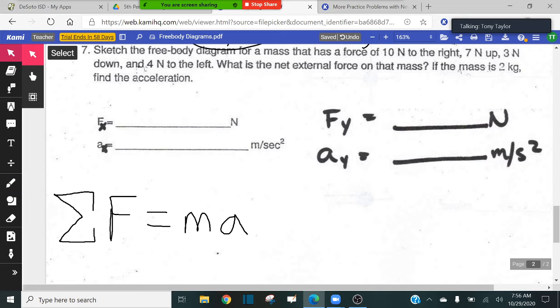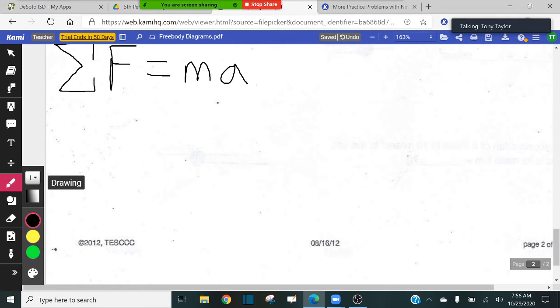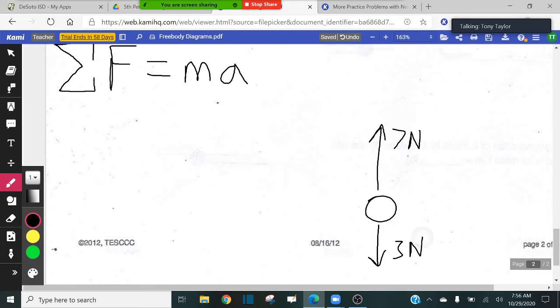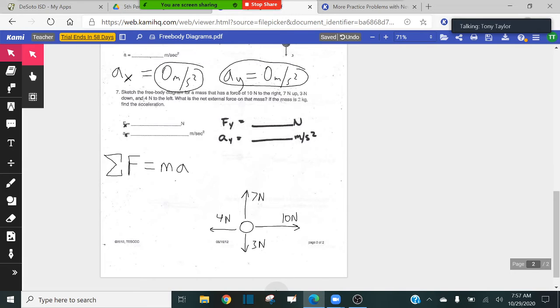Now, it tells us to draw a free body diagram with these forces. So I'm going to do that right here at the bottom. Let me draw a free body diagram. Remember, the problem said that you had 7 newtons of force acting upward, 3 newtons of force acting downward, 10 newtons of force acting to the right, and 4 newtons of force acting to the left. So that's the free body diagram that they tell us to draw out.